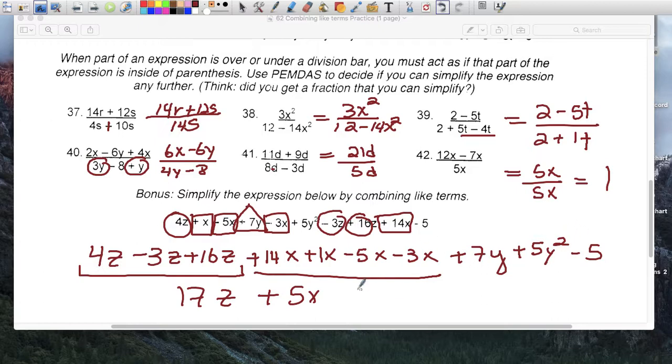7y and 7y squared can't be combined, so I just copy it. 5y squared also can't be combined. And finally, minus y. So this is my answer to that whole problem. So this whole problem simplifies to that. Okay. Yeah, that's it.